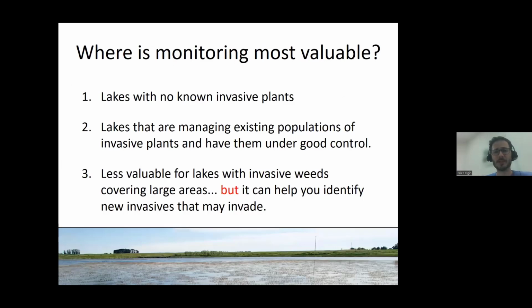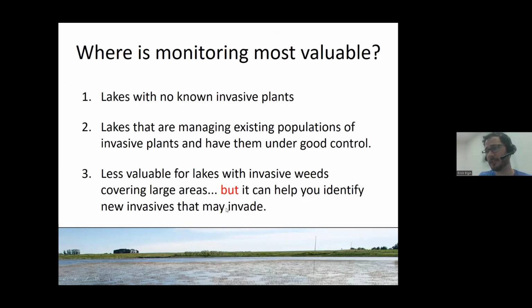So is the Plant Watch for you? And the answer is likely yes. Early detection is important in many different types of lakes. If your lake has no invasive plants, it's important to do this because if a plant gets in there, you want to find it. Lakes that are currently managing existing populations of invasive plants and have them under good control, you want to know if new satellite populations might be popping up, or if a new one is coming in.